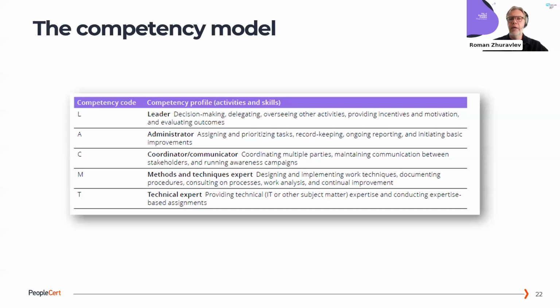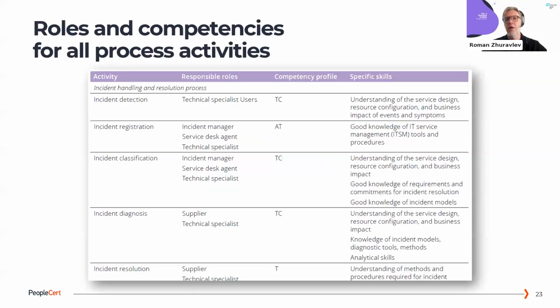I will not go into details of this model because we will have a separate webinar on this, how to use it and how to make it work for your organization. But we use it in our practice guides in the following list of examples, where we map activities of the processes that we described in the previous section to skills and competency profiles, as you can see on the right-hand side. So for instance, in order to do incident registration well, what do I need to know?